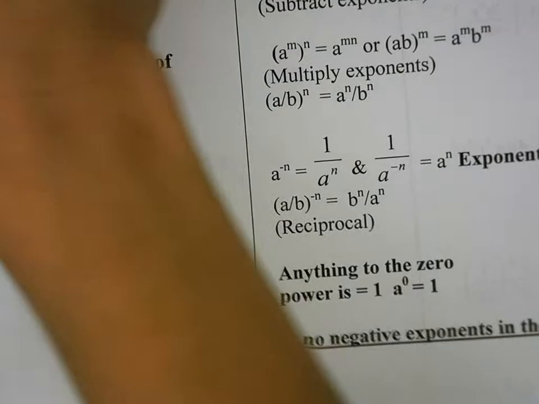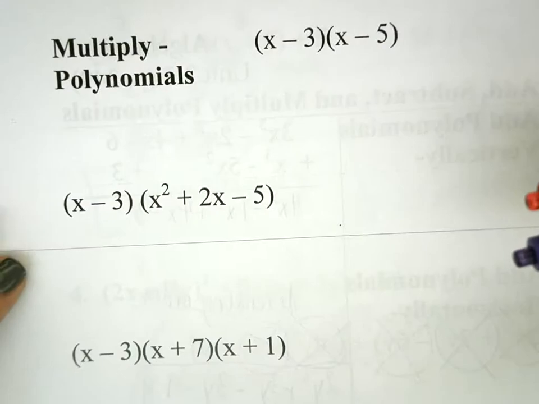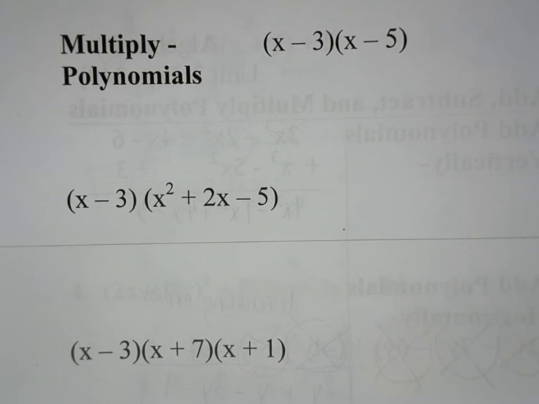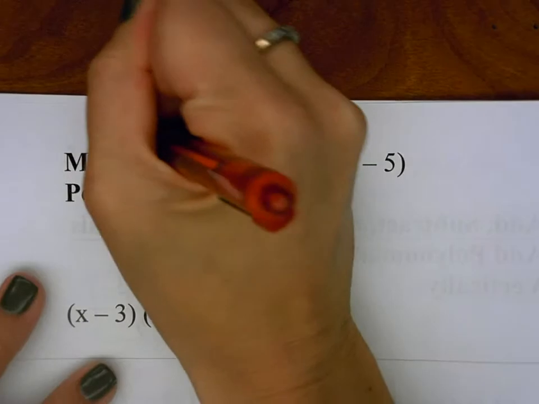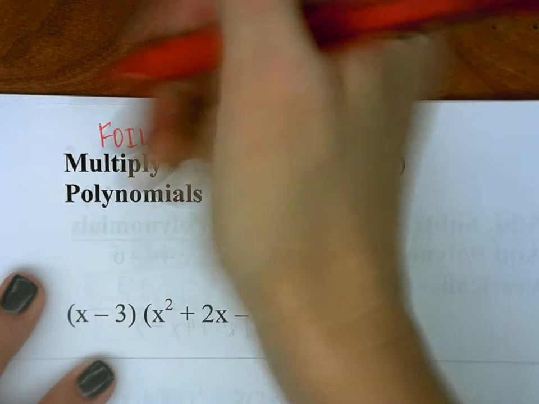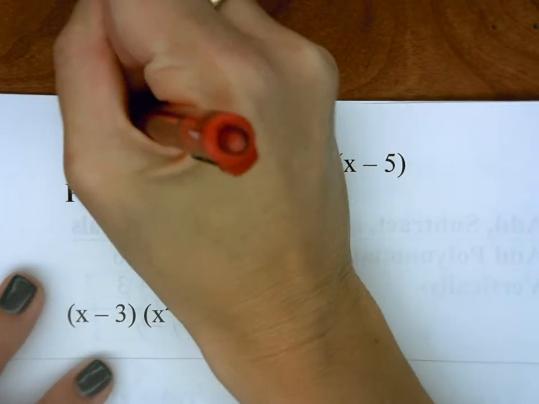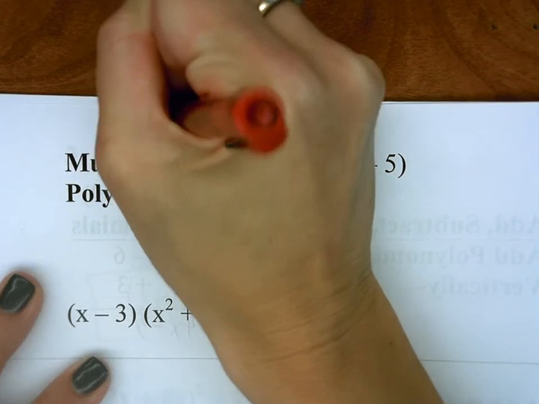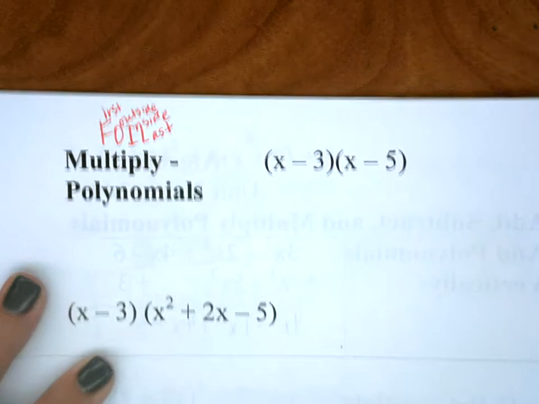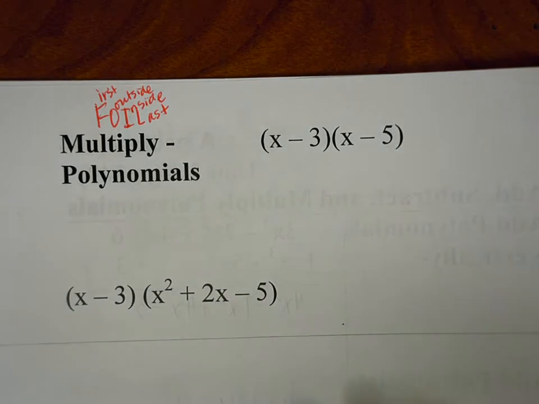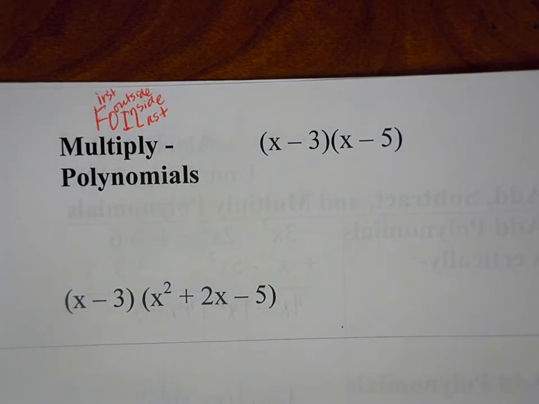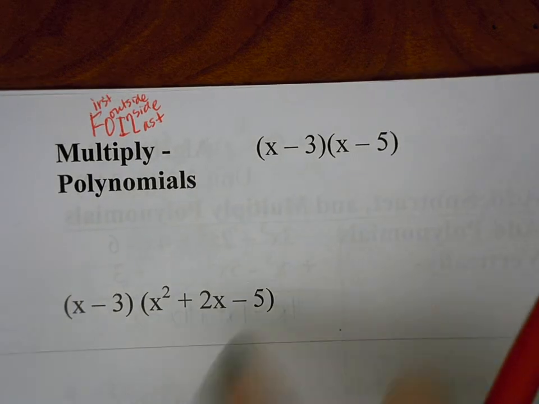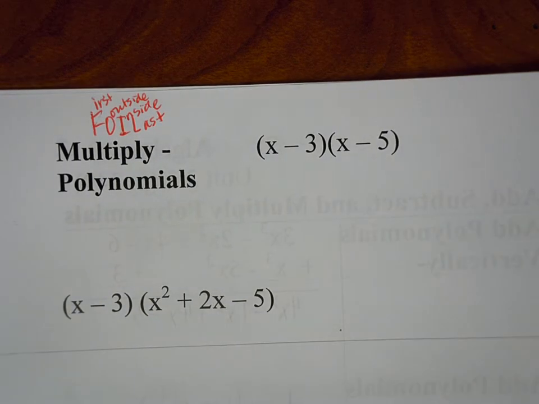Now we're going to talk about multiplying. Multiplying, you have two options. You have FOIL. Does anybody know what FOIL stands for? Good. So FOIL is first, outside, inside, last. Now FOIL is great when you have 2 by 2. But when you have 2 by 3 and 3 by 3, the same process doesn't always work.